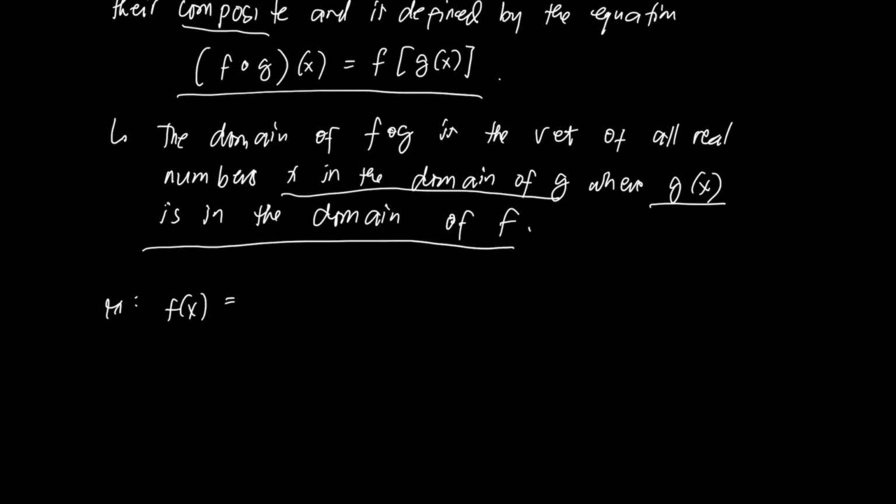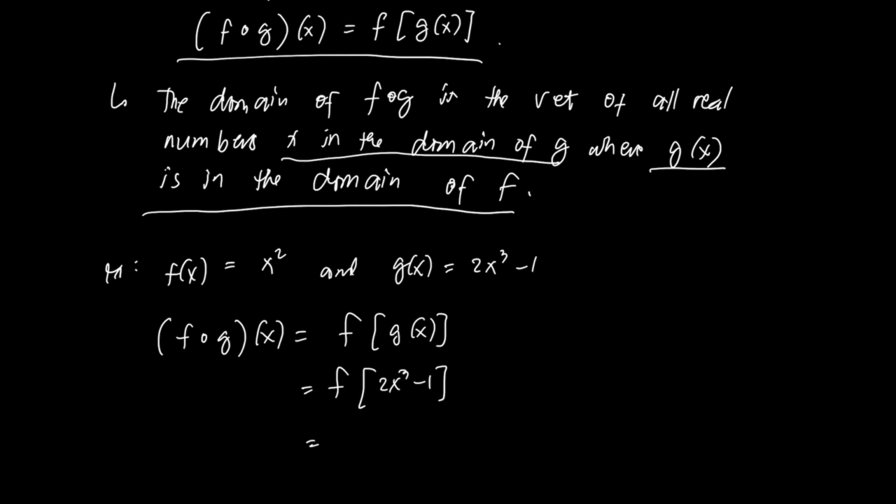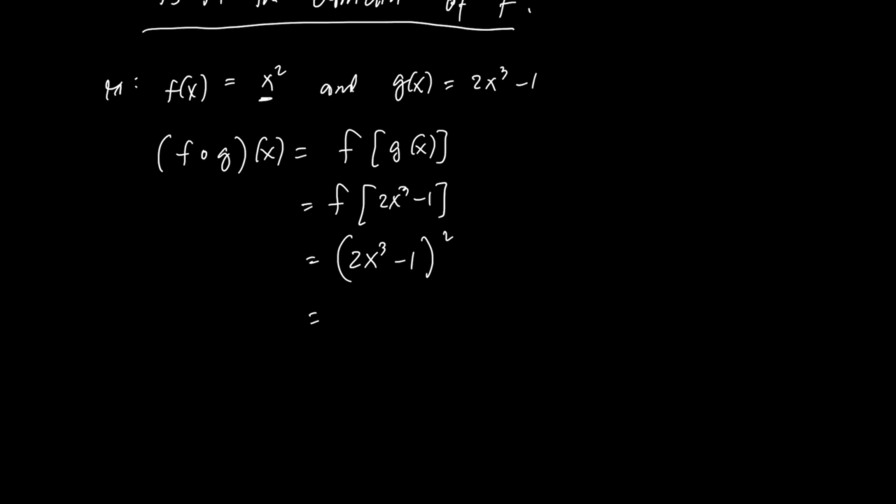Example, if we have f of x is equal to x squared and g of x is equal to 2x cubed minus 1. So the composition f of g of x is f of g of x, and that is what is our g of x. That's 2x cubed minus 1, and f of 2x cubed minus 1, meaning substituting 2x cubed minus 1 on x, so that's (2x cubed minus 1) squared. Then you can simplify this one, you can expand this one.